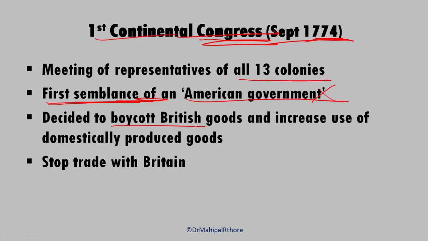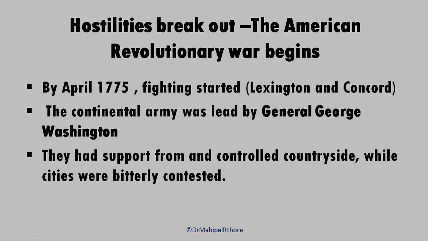They decided to boycott British goods. They decided to increase the use of domestically produced goods. So this is like the Swadeshi Andolan of India. And they decided to stop trade with Britain. Okay, so this is the first Continental Congress.